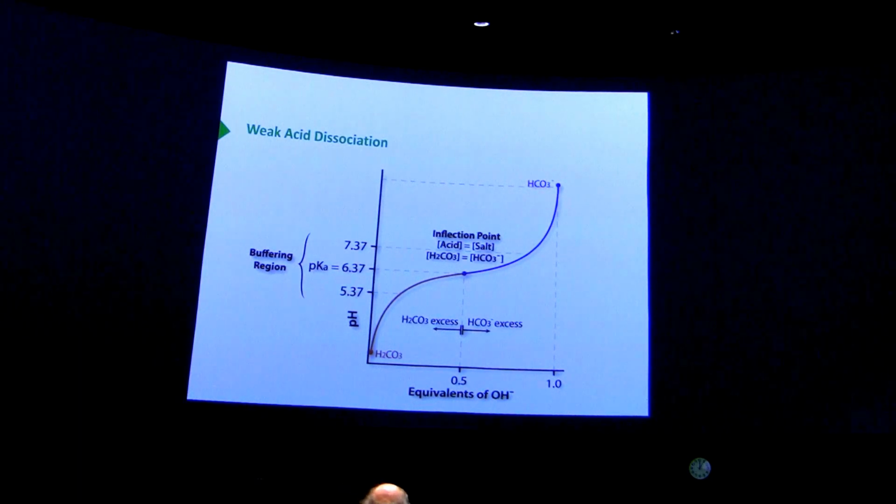Okay? I noted last time that maximum buffering capacity happens at the pKa. When the pH equals the pKa, the buffer is at maximum buffering capacity, and the buffer is also at equal concentrations of acid and salt. All right? Very, very important concept. So when we have equal concentrations of acid and salt, we will have maximum buffering capacity.